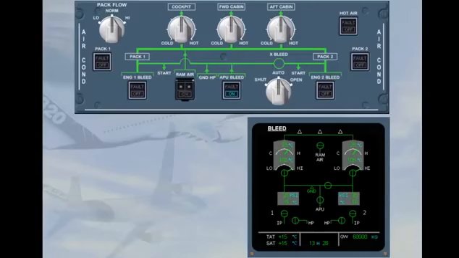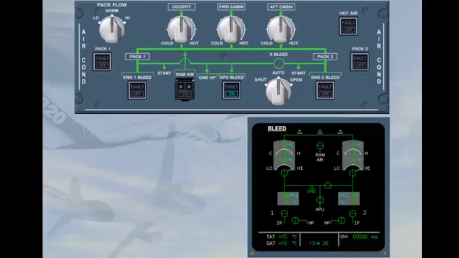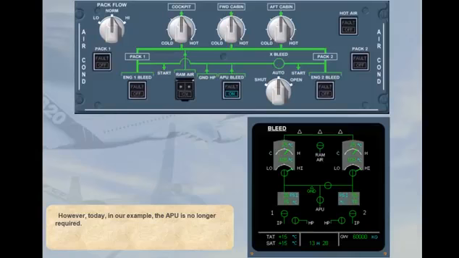Notice that the engine bleed valves are closed, even with both engines running. This is because APU bleed has priority over the engine bleed. So, if you are departing from a performance-limited runway, the packs could run from the APU bleed air, resulting in no loss of engine performance, no weight penalty. However, today, in our example, the APU is no longer required.